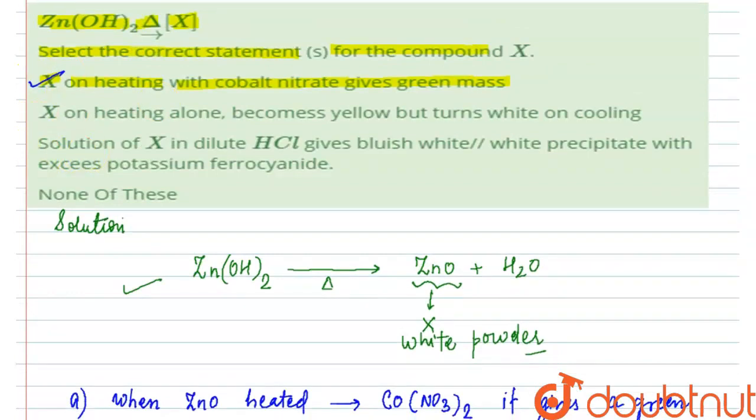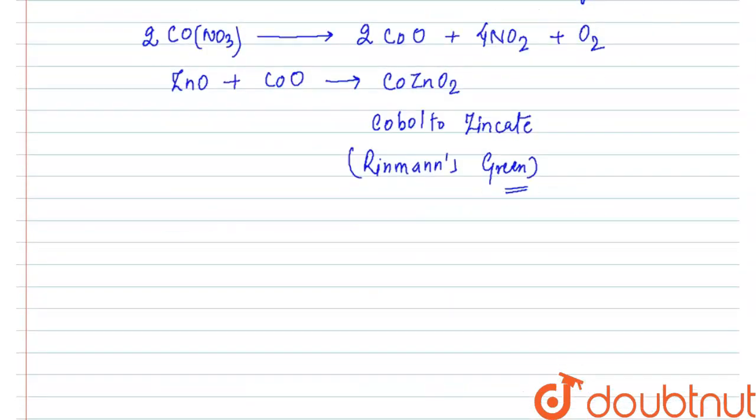Now, let us have a look at the second one, which says that X on heating alone becomes yellow but turns white on cooling. This statement is again correct. As I have already told, ZnO is originally a white powder. On heating, it turns yellow, but it does not decompose. When it is removed from the heat, it goes back to its original white color.